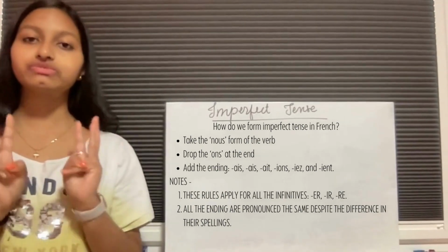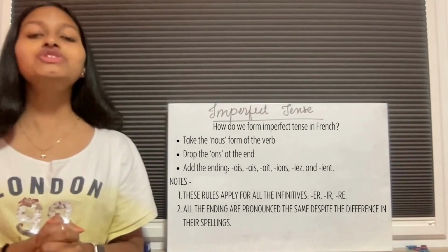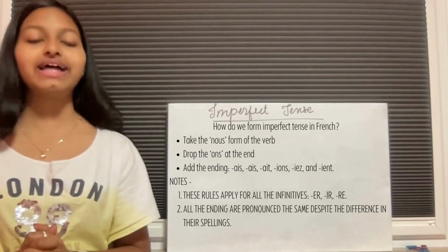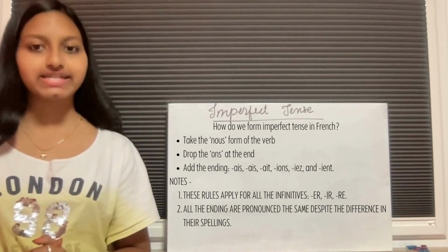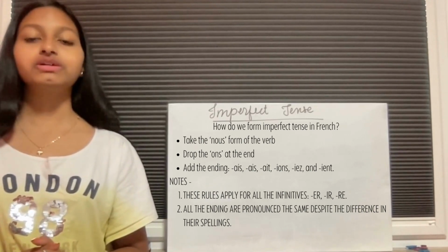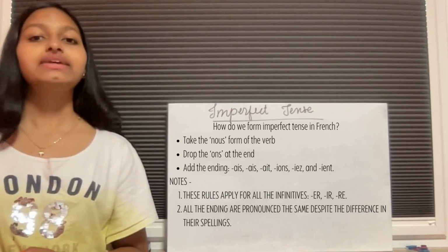So, how do we make the imperfect tense in French? We have to follow 3 steps, and the 3 steps are as follows. We first take the nous form of the verb, and then drop the ONS at the end, and then add the following endings: AIS for je, AIS for tu, AIT for il/elle, IONS for nous, IEZ for vous, and AIENT for ils/elles.